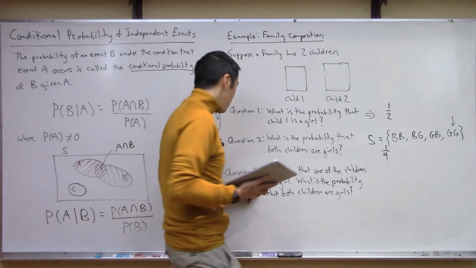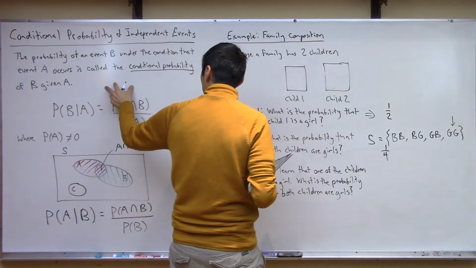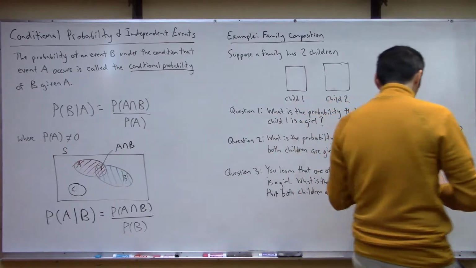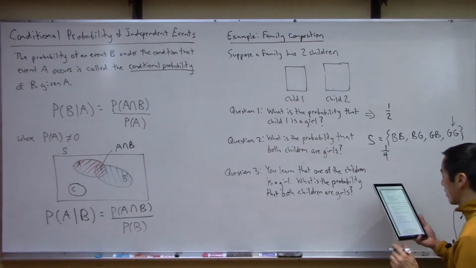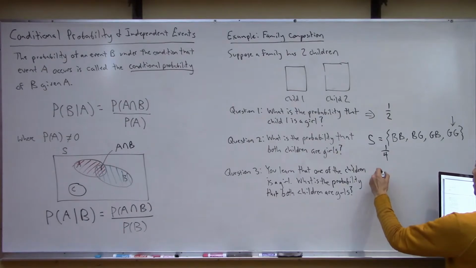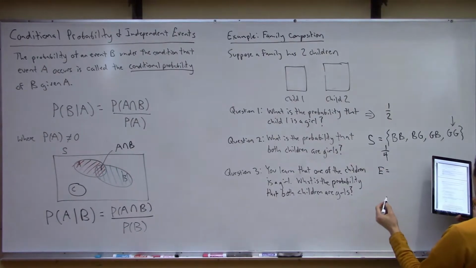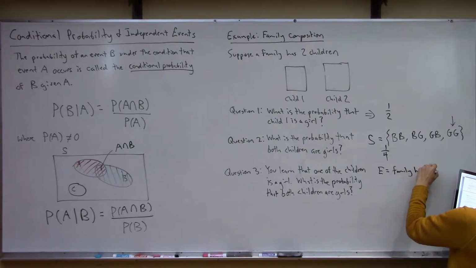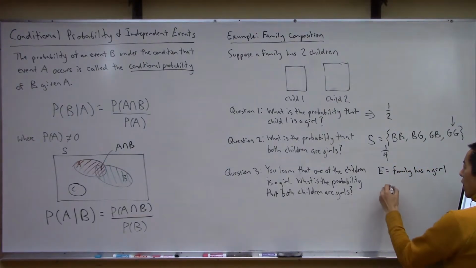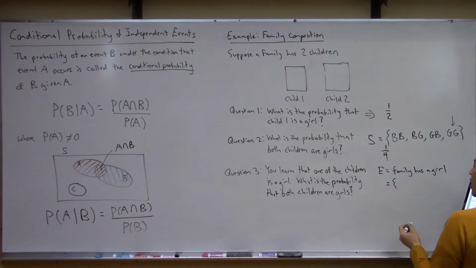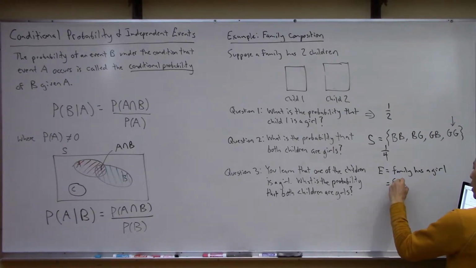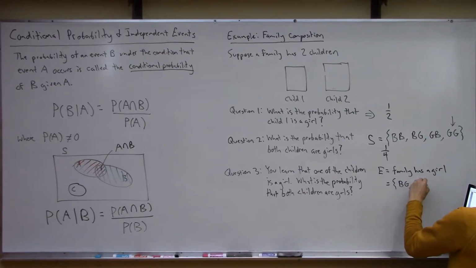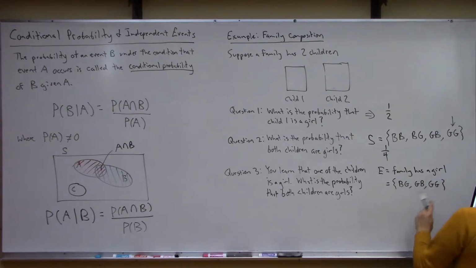Well, if you think about this long enough from the perspective of conditional probability, the way we can look at this is, let's define ourselves another event E. Let's say my event E is the event that the family has a girl. Now, this event E, how can this possibly happen? What has to happen for event E to occur? Well, you could have a boy and a girl, you could have a girl first, then a boy, or you could have a girl and a girl. This is what sample set E looks like.